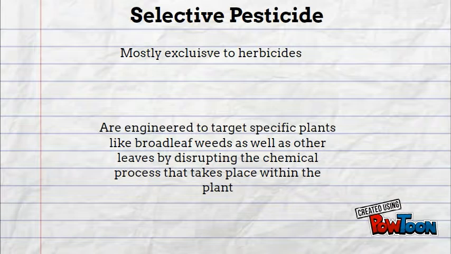Selective pesticides are mostly exclusive to herbicides. They are engineered to target specific plants like broadleaf weeds in order to disrupt the chemical process that takes place within the plant, which makes it unable to produce food correctly and does not allow it to grow.